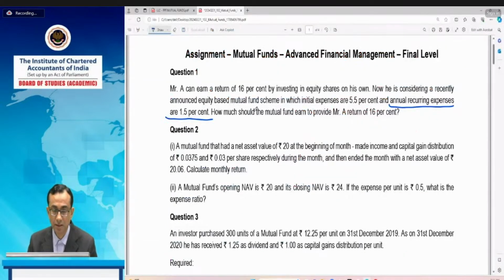Okay. Now come to the second question of the assignment. What the second question is saying? Second question is saying that a mutual fund that had a net asset value of 20 at the beginning, means this is an opening NAV 20. It made income and capital gain distribution of 0.0375 and 0.03 per share respectively during the month. Means during the month, it made an income of 0.0375 and capital gain is 0.03. And then the closing NAV is 20.06. So you have to calculate the monthly return.